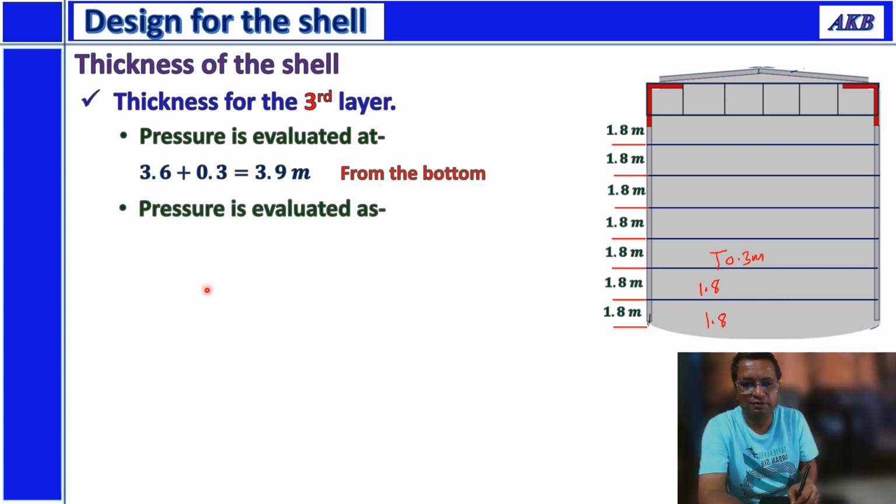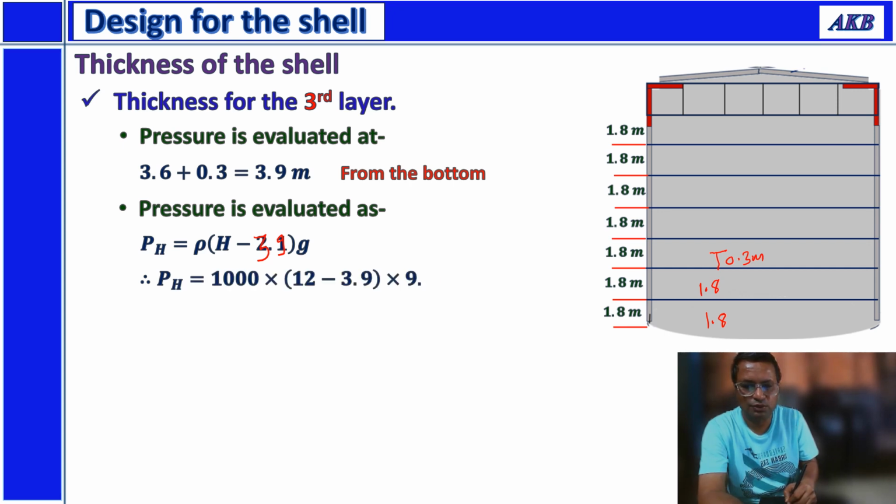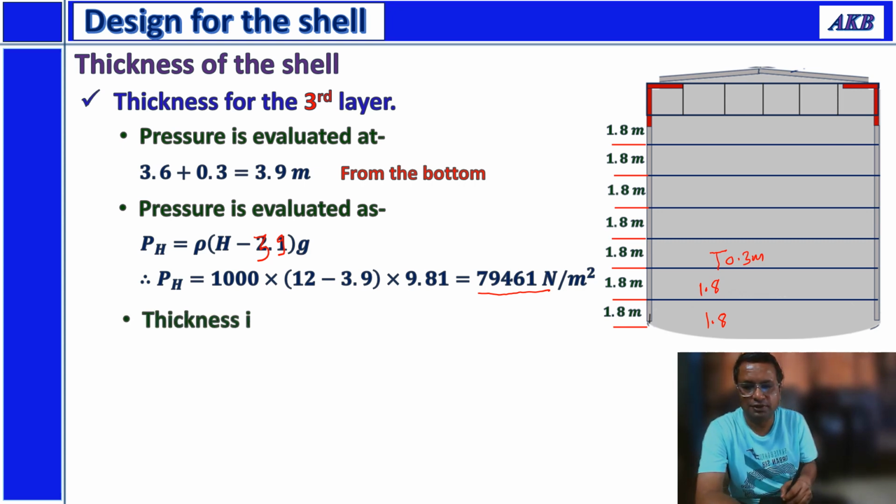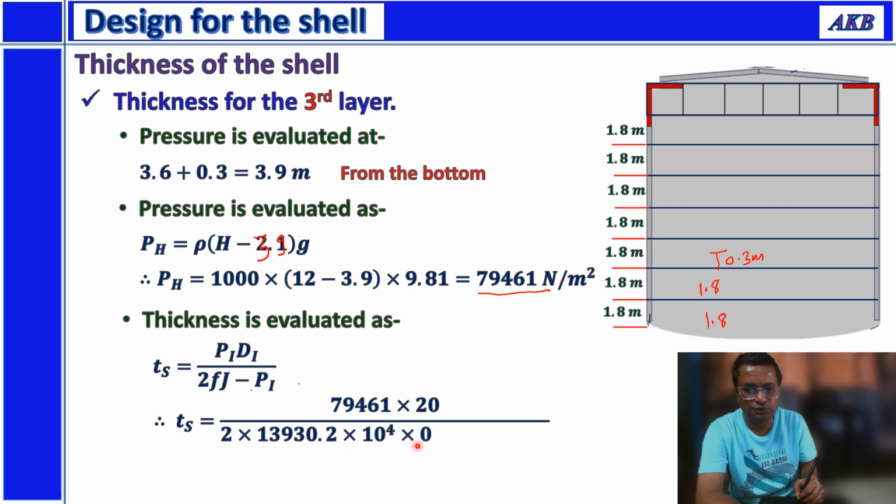Therefore, pressure will be evaluated as pH is equal to rho into (H minus 3.9) into g. So pH will be equal to 1000 into (12 minus 3.9) into 9.81, and that comes out to be 79,461 Newton per meter square. Now, once pH, that is internal pressure, internal load, is known to you, you can calculate thickness using the formula. All values are known to us.